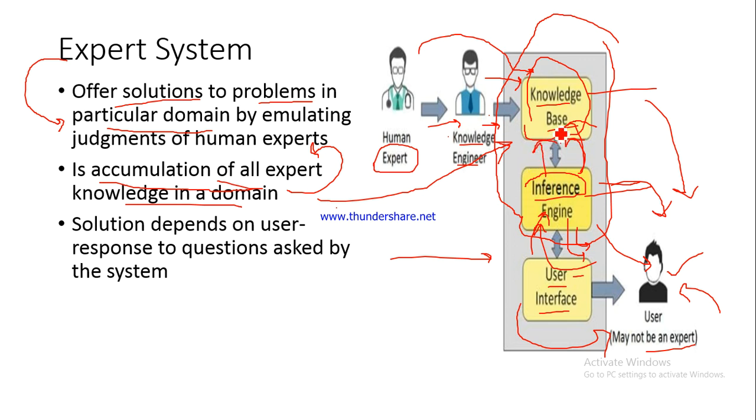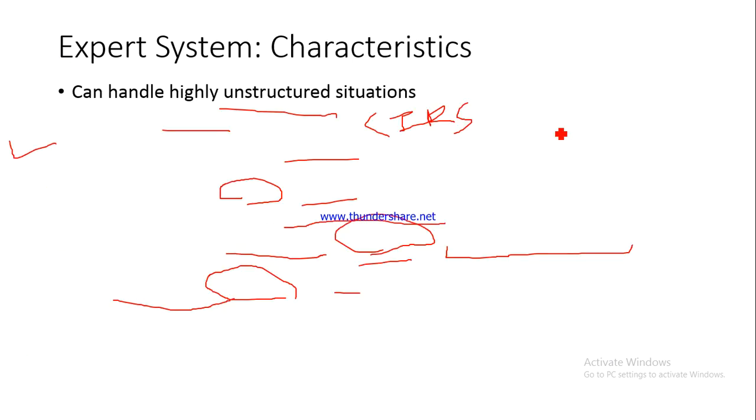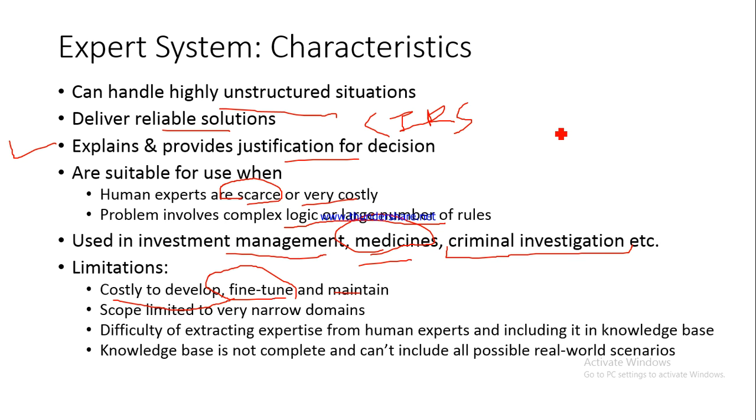So the knowledge base would keep on getting modified with every use of the expert system. You understand this point? And that is what I mean by saying maintaining. You have to maintain, in the sense that the knowledge base would keep on getting upgraded. So that also has to be provided for. So this again is going to be very, very costly. Scope limited to, as I said, very narrow domains.